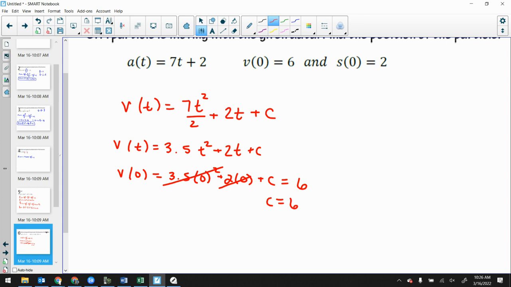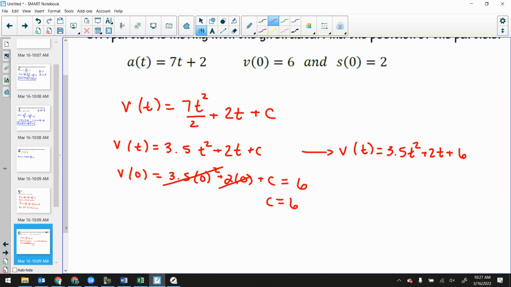You know, I've been giving you problems that just say v of 0 equals 6, that means 6 is my constant. Yeah, but try to remember what that means. That means that if I plug in 0, I get out 6. If I were to give you v of 1, like 7, instead of v of 0 is 6, then you could just plug in 1 and set it equal to 7 to solve for c. I'm just being nice to you here and giving you v of 0. So that means my full v of t is 3.5t squared plus 2t plus 6.